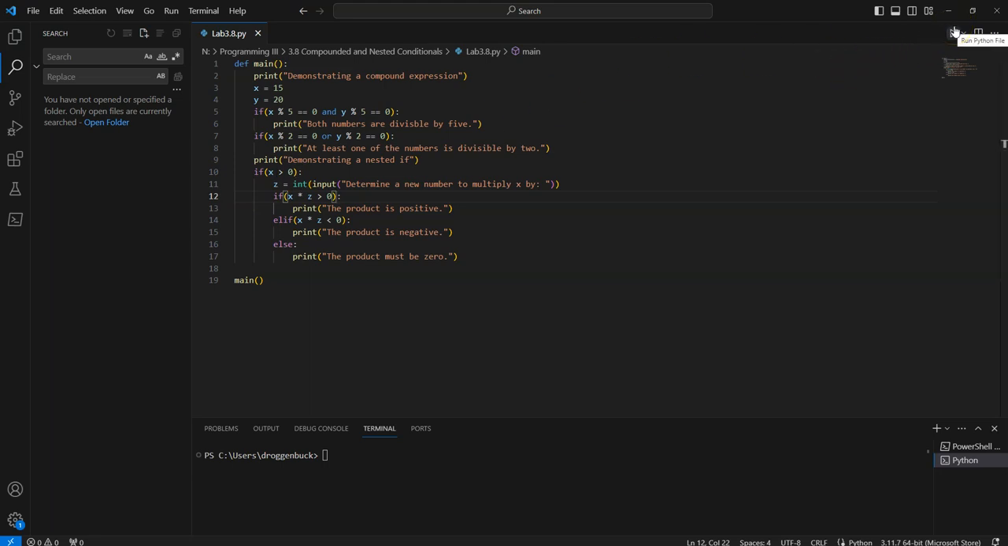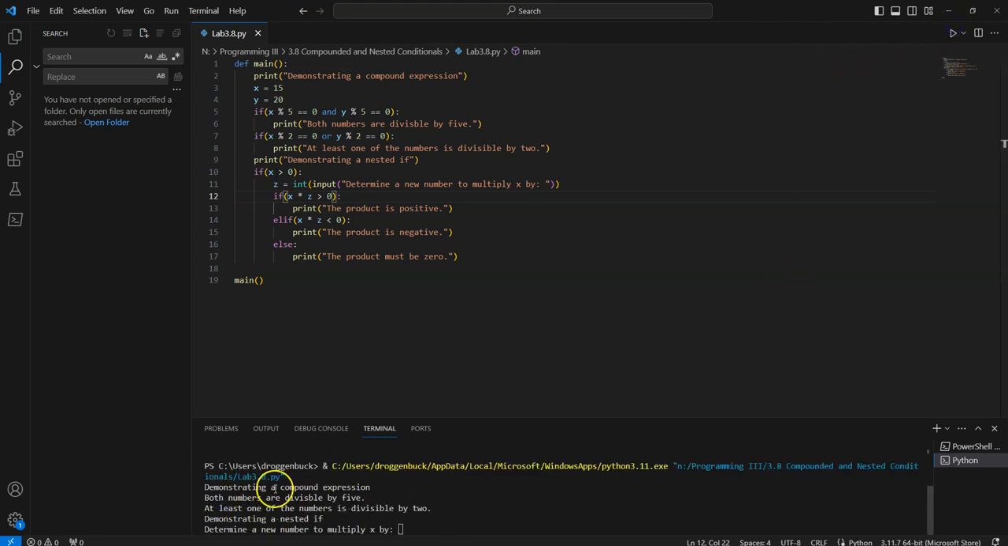Let's give this a run just to see what we get. So we get demonstrating a compound expression. We have both numbers are divisible by 5, which they are. We have at least one number is divisible by 2, which of course would be true because y is.